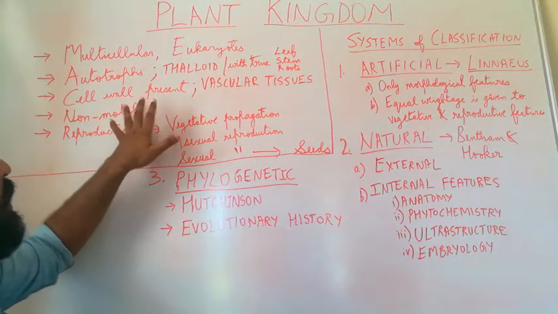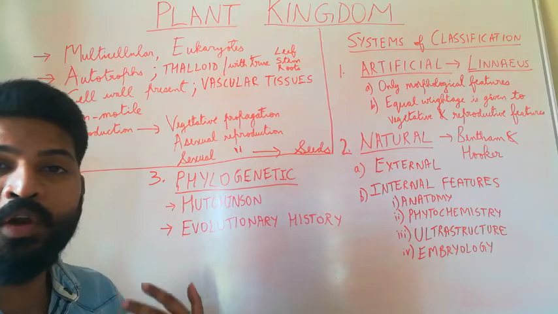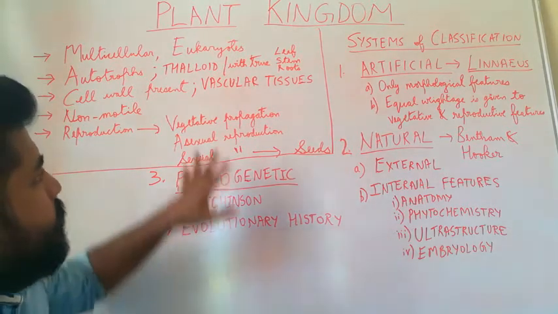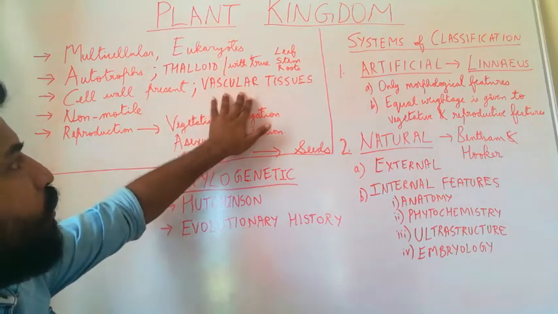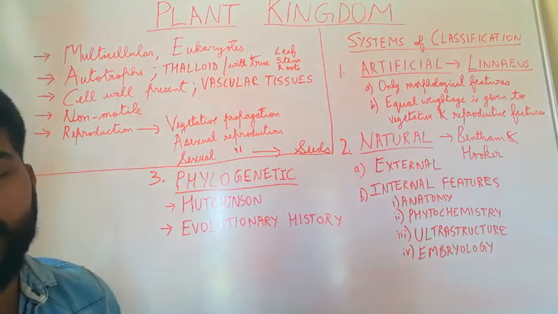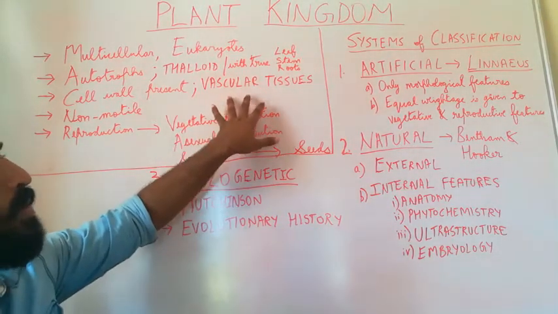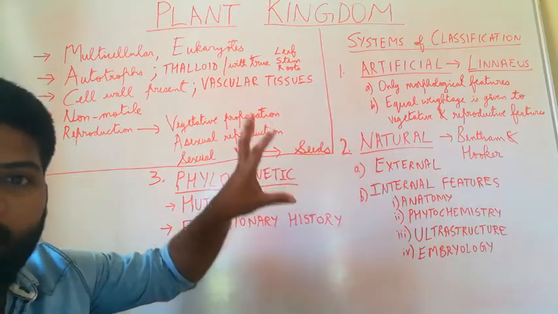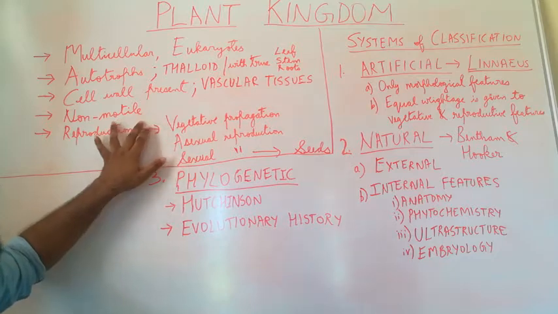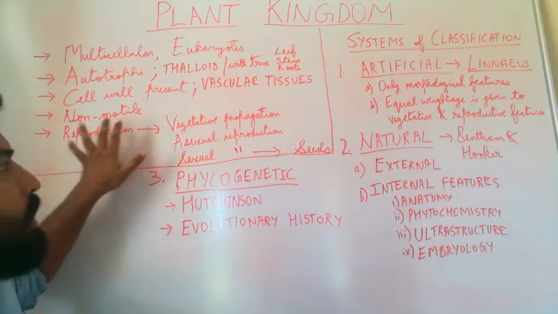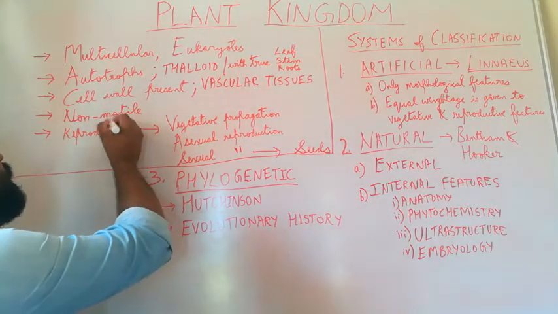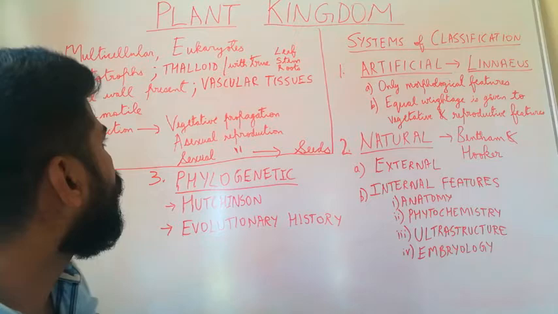Also, cell wall is present. The cell wall may be composed of cellulose, pectin, lignin, etc. And the presence of vascular tissues, that is the xylem and phloem. In some plants, vascular tissues are absent, whereas in some plants vascular tissues are present. And we know that plants are sedentary, they are stationary, they cannot move from one place to another, unlike the animals. So these are non-motile.